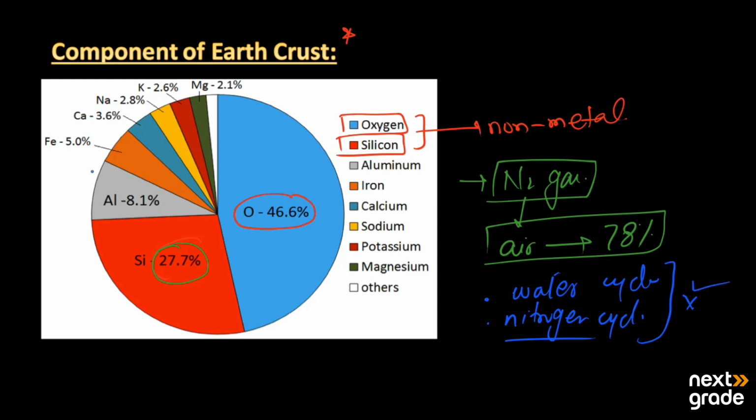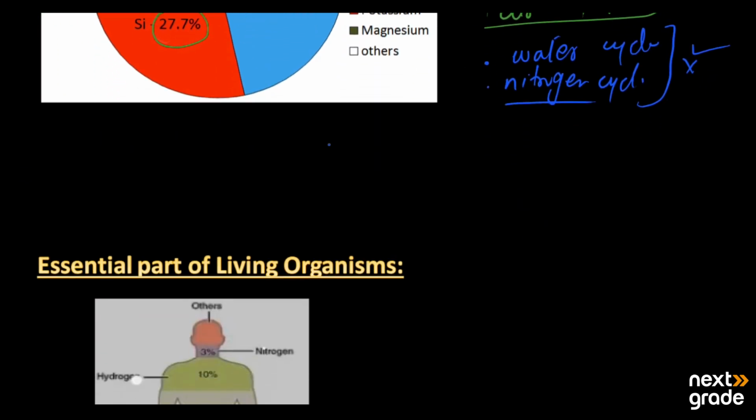On the other hand, you can see here different metals like magnesium at just 2.1, potassium, sodium, calcium, iron, and aluminum. All these are metals and their percentage is very small as compared to these two non-metals on the earth's surface. So it is highly significant for us.